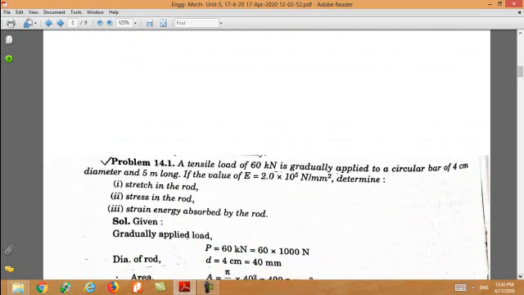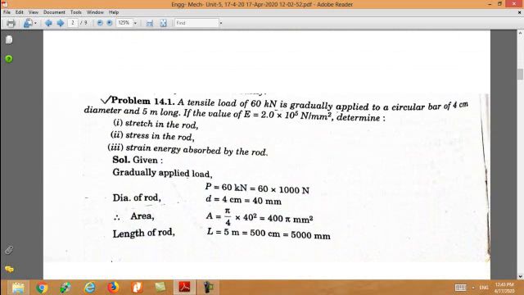Now comes another problem. A tensile load of 60 kilonewton is gradually applied to a circular bar of 4 centimeter diameter, 5 centimeter long. If the value of E is given, determine the stress in the rod and the strain energy absorbed. Okay, so it is a gradually applied load, 60 kilonewtons. D is given, area is given, and length is given. So convert all to the same dimensions. In this question you are seeing that we convert all to millimeters.